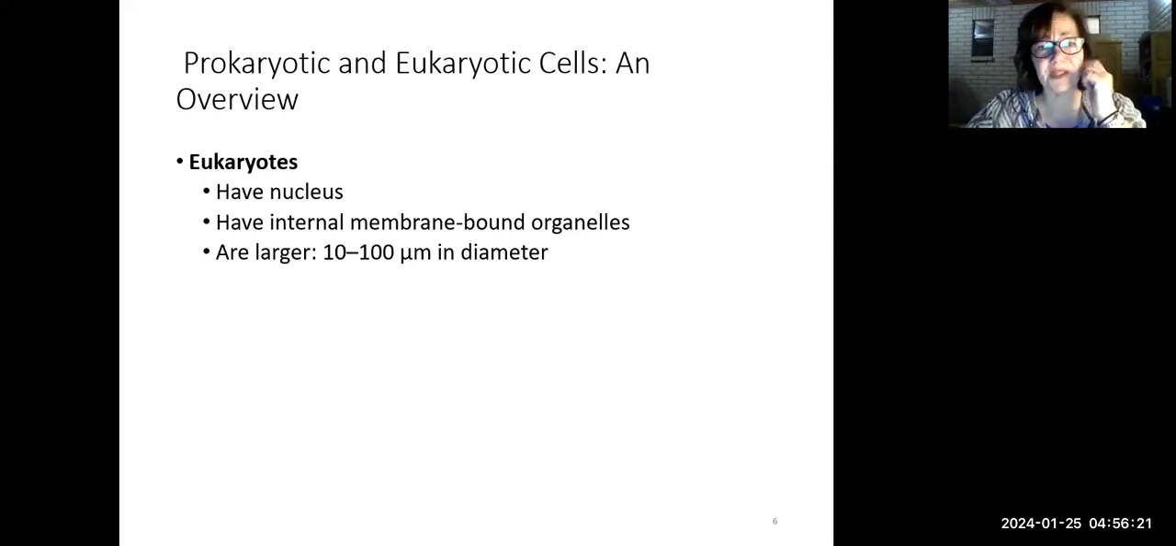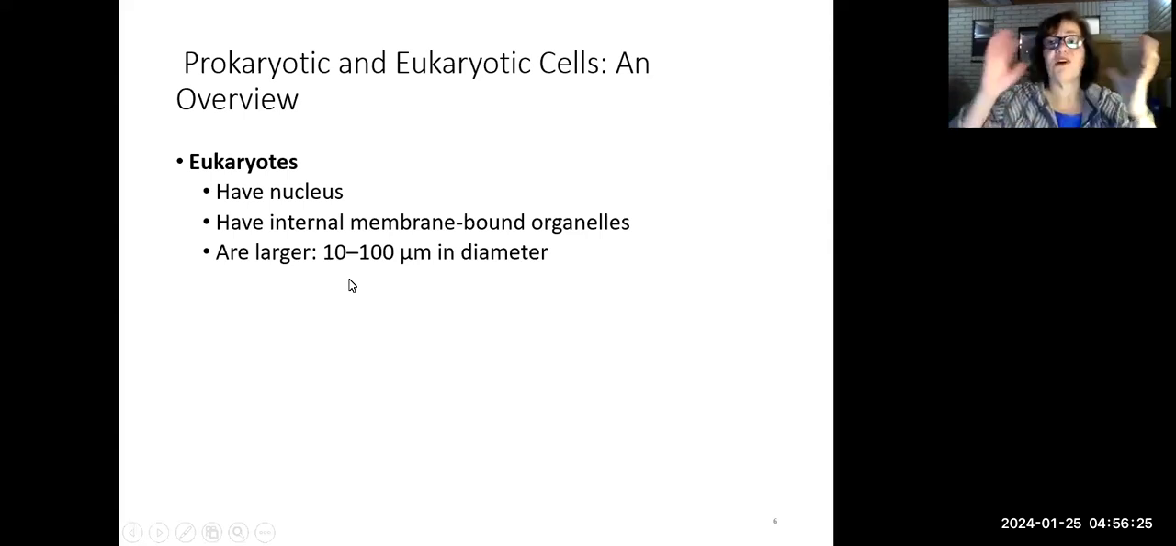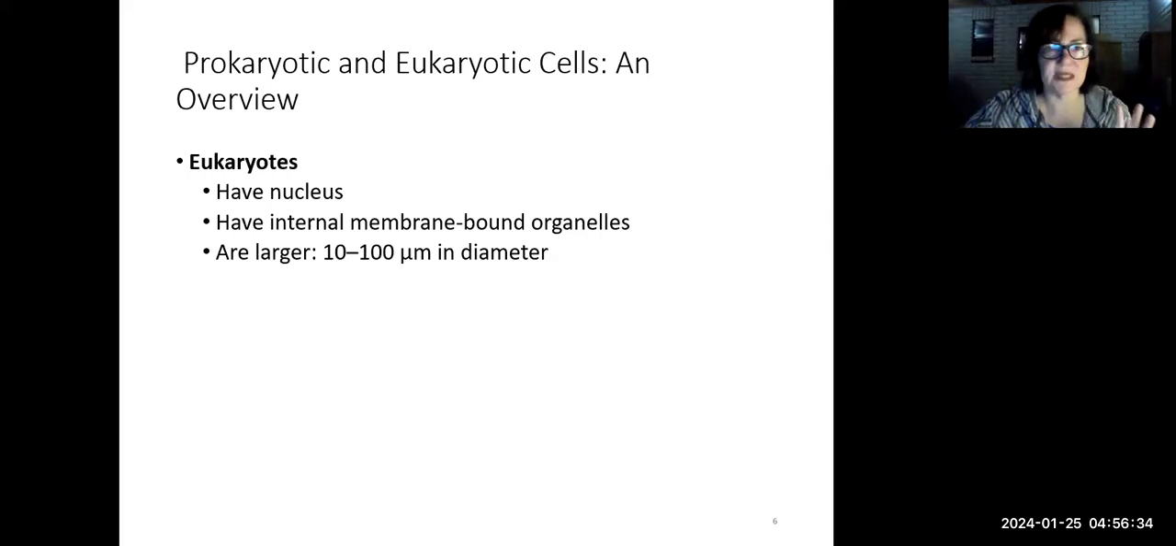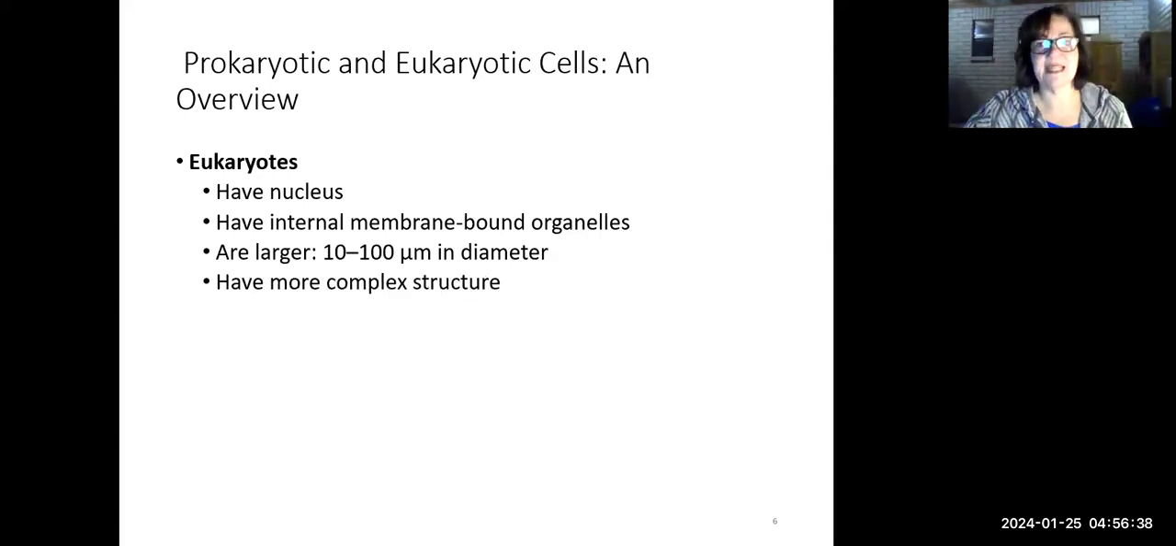They tend to be bigger, 10 to 100 micrometers in diameter. As far as volume goes, that makes it 1,000 times bigger than prokaryotic cells. Eukaryotic cells are enormous compared to prokaryotic cells. They're much more complex. As I said, the prokaryotic cells are like studio apartments. These are like apartment complexes, lots and lots of little rooms, separate structures.